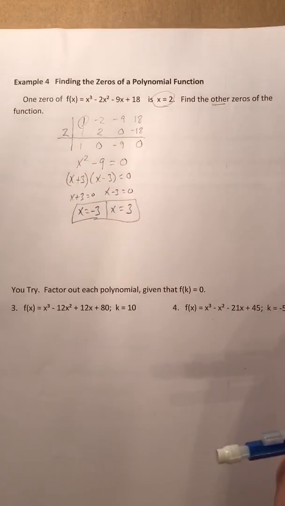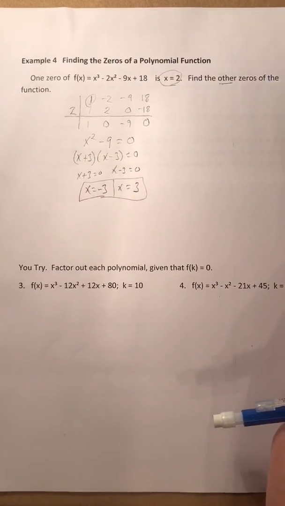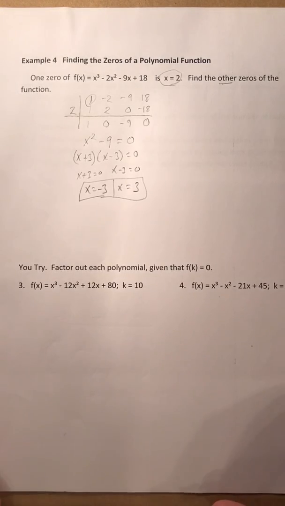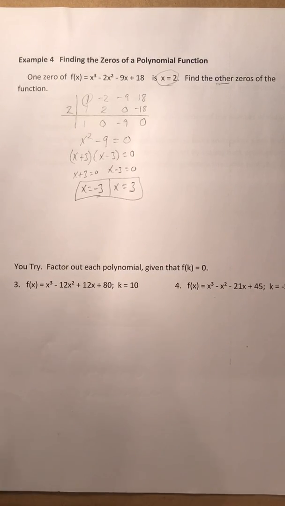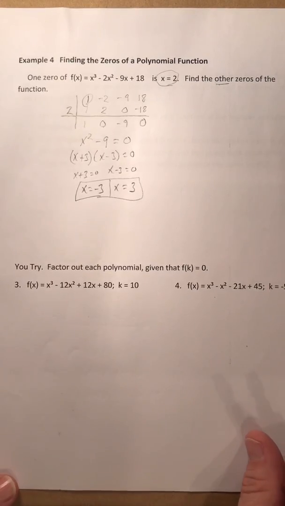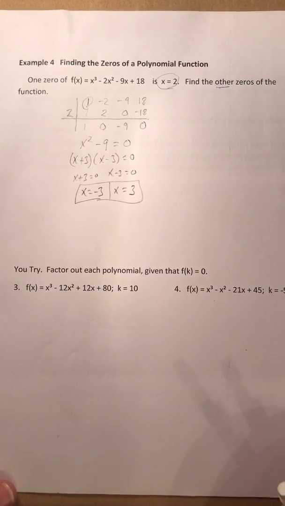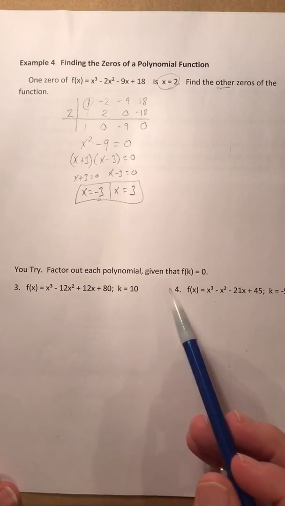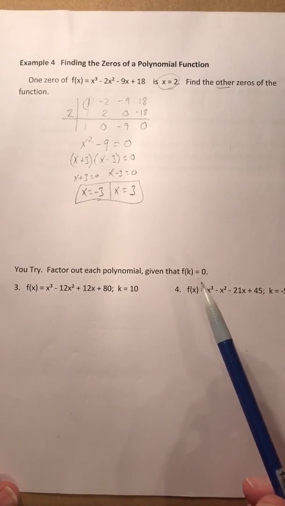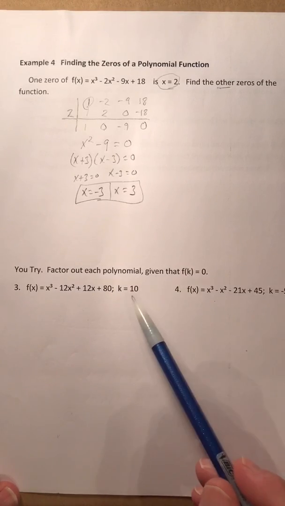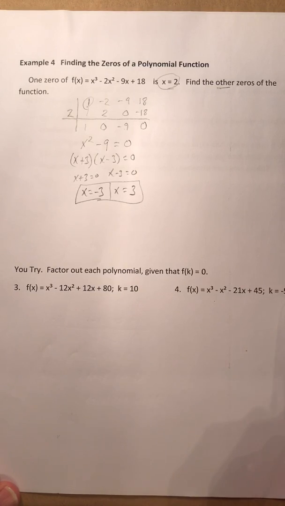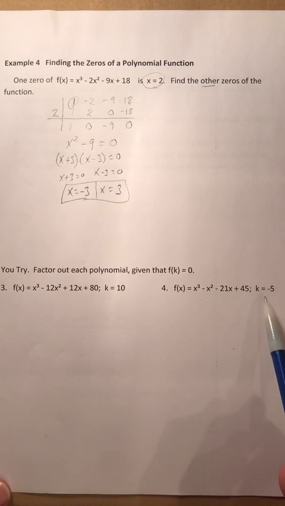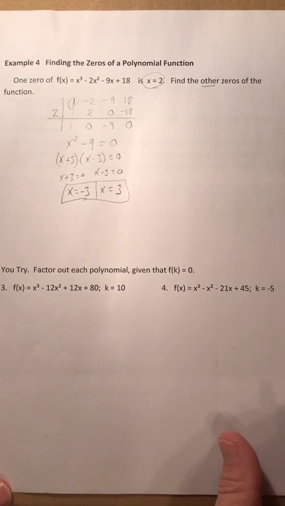You have this U-try. Go ahead and give that a shot. You don't have to pause it because I'm not going to do it. I will send the answer out to you later on. I want you to try that and see if you can do it. Again, they want you to factor it out, like example 3. For number 3, you're given that k equals 10 is a 0, and for number 4, you're given that k equals negative 5 is a 0. So you have to take those zeros out first, and then factor.